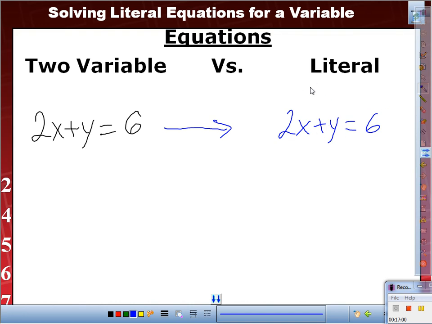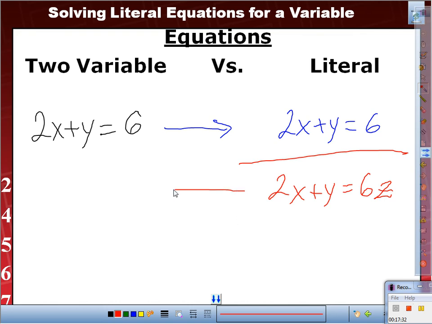Okay. Tell your neighbor once again, what are literal equations? Equations that contain what? Two or more variables. So could I write this one over here? Yes, because it has two or more variables. Okay. Now let me give you another literal equation. 2x plus y equals 6z. Is this a literal equation? Could we write this over there? Tell your neighbor why not.